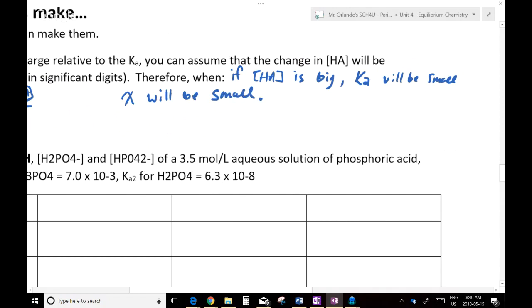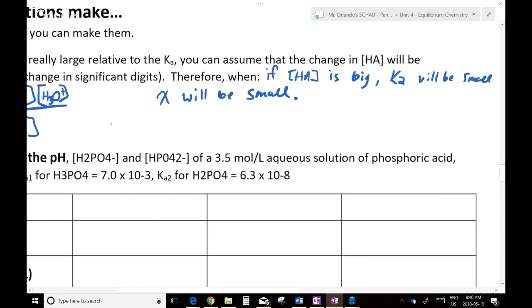And if that is true, the concentration of HA minus x, which is going to be one of your columns at the bottom, will just be, for all intents and purposes, the concentration of HA. Long story short, if you're dealing with weak acids in high concentration, the concentration of HA minus x that you're going to have to deal with, that makes it ugly because that's the reason we have to do a quadratic, right?